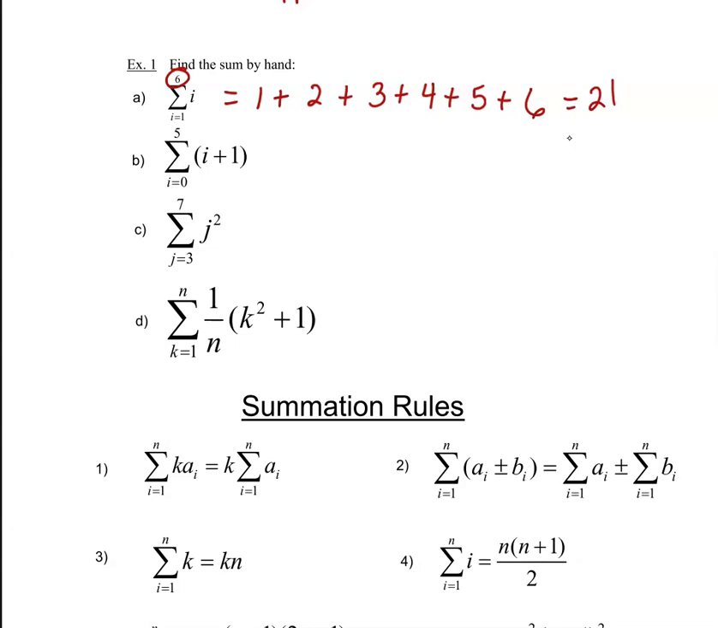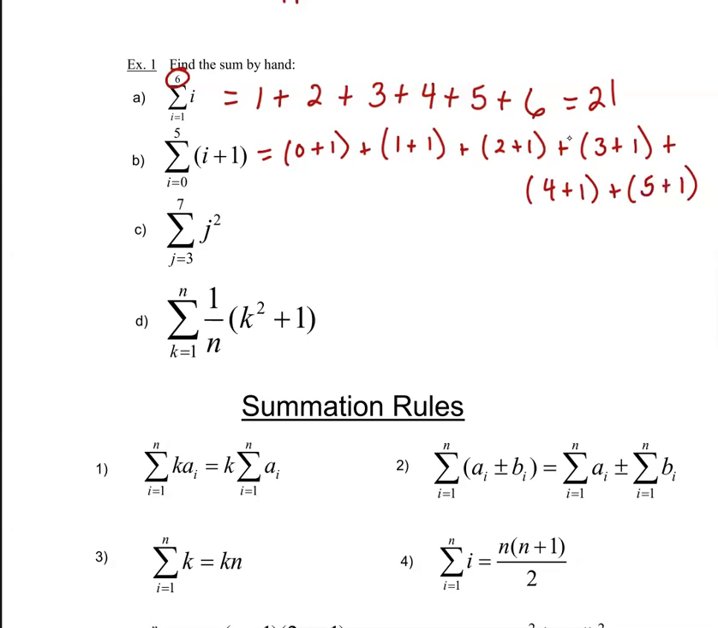They want us to use i plus 1 as the ith term, but this time they want i, notice, to start at 0. So think about what these terms would look like. If i starts at 0, the first term would be 0 plus 1, and then 1 plus 1, and then 2 plus 1. And we're going to go up until we get to where i is 5 this time.